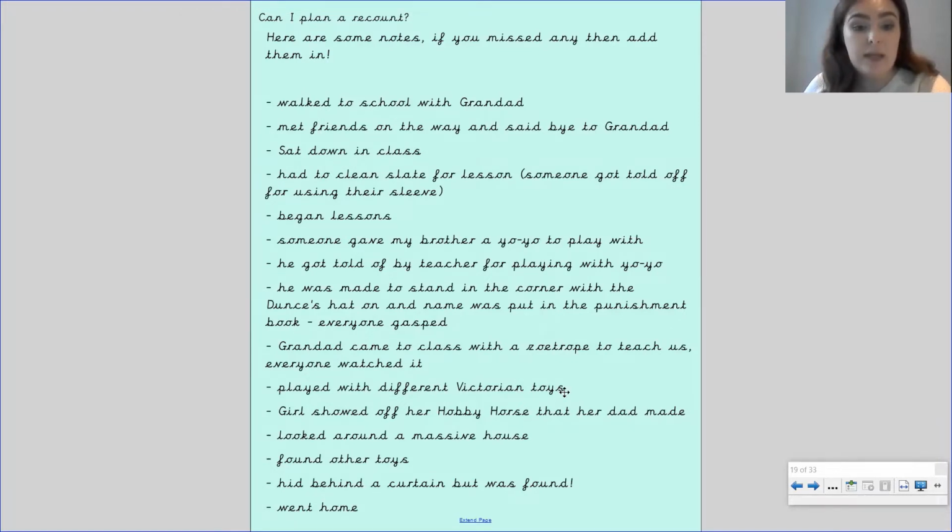Then they went outside and played with some different Victorian toys. They met a girl who showed off her hobby horse that her dad made. And then this girl also took them into this massive house, and then they went to have a look around. They found some other toys and they had a look at them, and then they hid behind a curtain because they could hear somebody coming and they weren't supposed to be there. But then they were found by a child, and luckily he didn't say anything. Then they ran out of the house and went home with Grandad. So those were the notes that I made. And as I said, if you'd like to add any of them, you are more than welcome to.